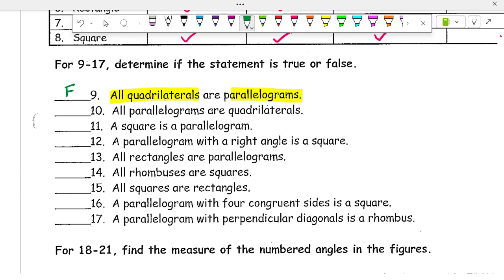All right. Now, number 10, all parallelograms are quadrilaterals. Think about it for a second. So all parallelograms are quadrilaterals. Is that true or false? Raise now. That is 100% true. Parallelograms, no matter how you slice it, will always be a quadrilateral, meaning a four-sided shape.